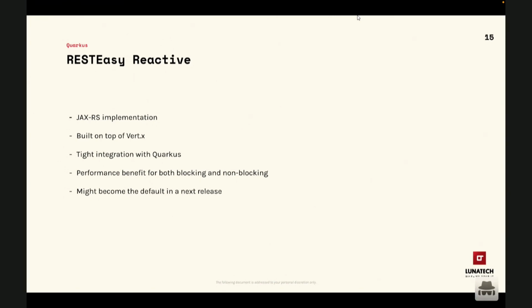Now, we saw a small overview of a Quarkus application. Now we actually want to use the RESTEasy Reactive version as well. So that's just another JAX-RS implementation built on top of Vert.x. That's also what Quarkus is using under the hood, and has really tight integration with Quarkus. And the nice thing is as well, it has a performance benefit for both blocking and non-blocking endpoints. So even if you're still writing blocking code, you still get some performance benefits, and it's a bit easier to work with as well in some cases. And that might become the default in one of the next releases in the near future.